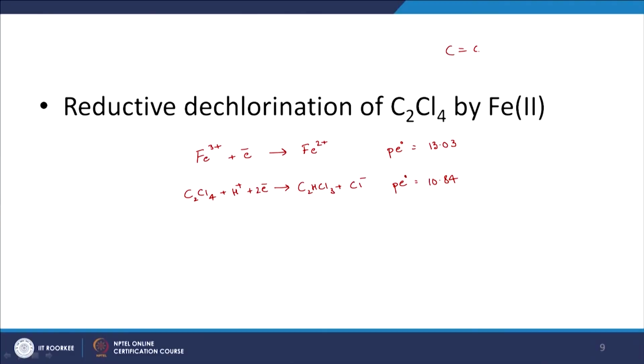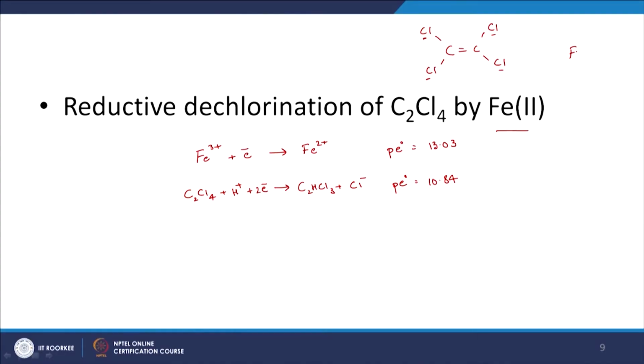Why would I say reduction? We know that here carbon is bound to Cl, and Cl is relatively more electronegative than carbon. So carbon here is obviously going to be in the oxidized form. So here we are going to look at reductive dechlorination, and for that I need a reducing agent, and in that case my reducing agent is Fe2 plus here.